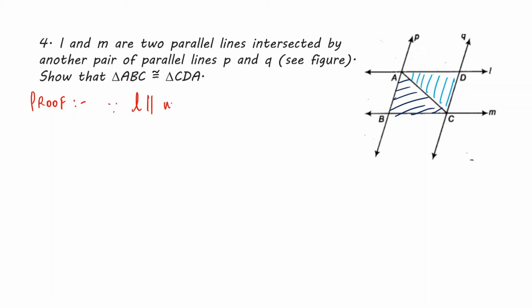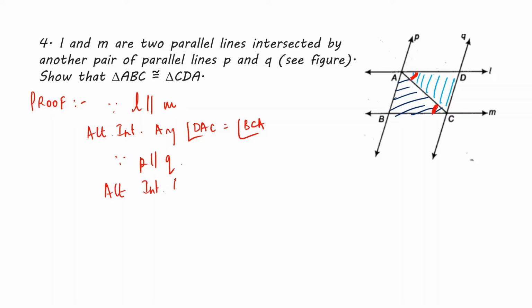Since line L is parallel to line M, we could say that this angle is equal to this angle. How? By alternate interior angle theorem, we could say that angle DAC equals angle BCA. Similarly, since line P is parallel to Q, by alternate interior angles, we could say that this angle is equal to this angle. Thus, angle BAC is equal to angle DCA.